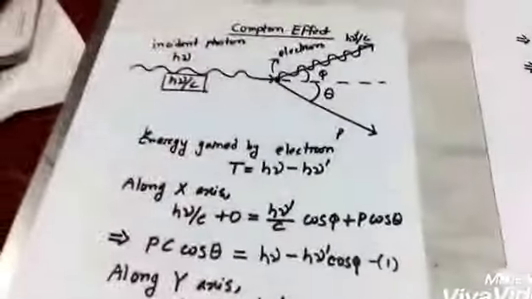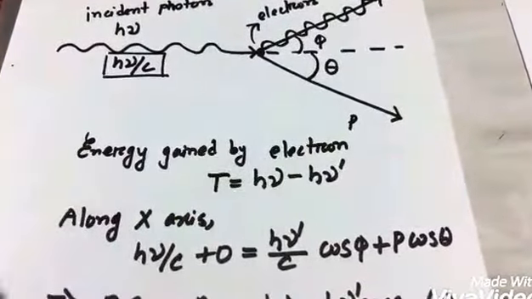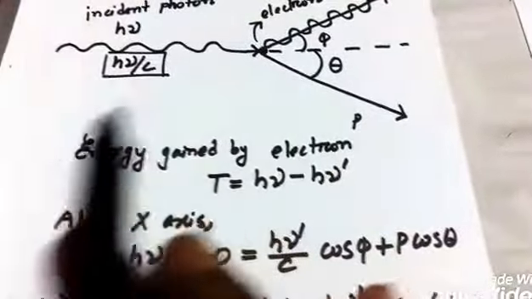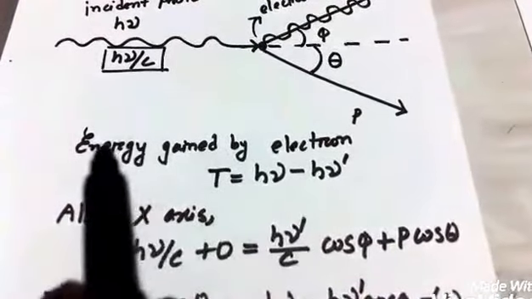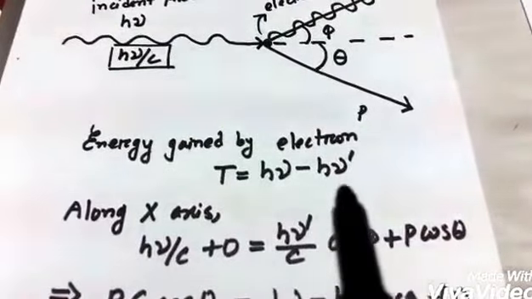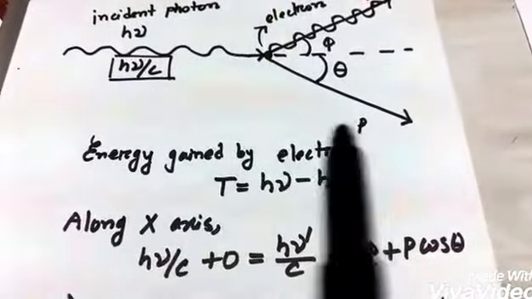Now, if the frequencies of the photon are nu and nu prime respectively before and after the collision, then the energy gained by the electron will be the difference in the energy of the photon before and after the collision, that is h nu minus h nu prime. Now we are taking momentum along two axes, namely the x and y axis.